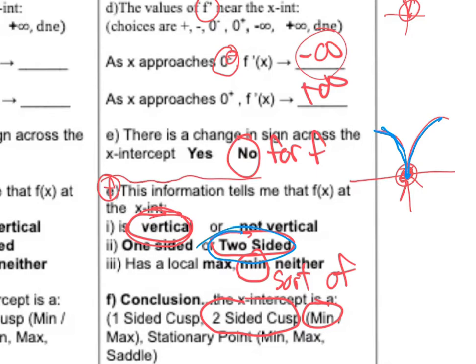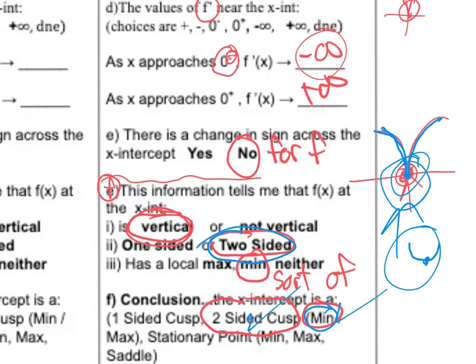Does it have a local max or min there, or neither? Well, look at that. That's a local min. It's not a local min in the traditional sense, since it's a nice smooth curve like that, but it is a minimum, and it's local too. So I do believe that we should consider that a local minimum. Conclusion: the x-intercept is a two-sided cusp, and it has a minimum. Okay.